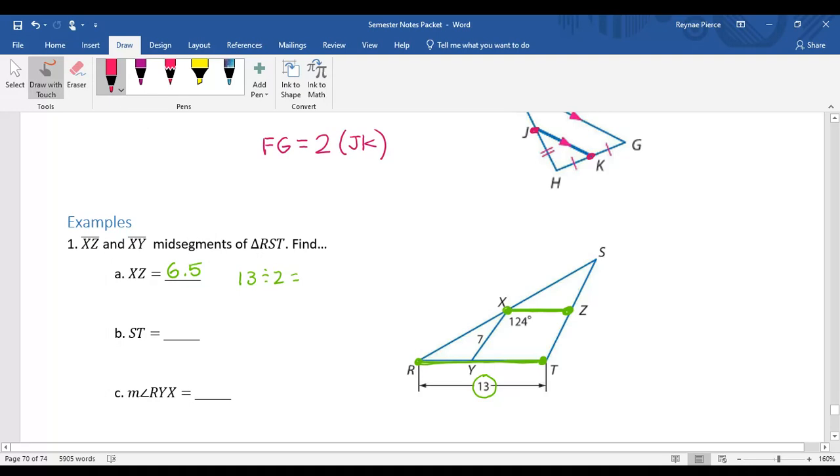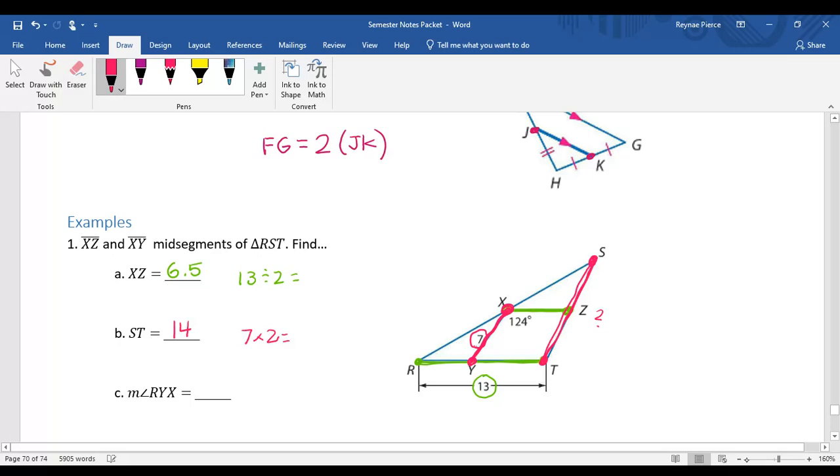Here, we know XY is a midsegment. So that side that it does not touch, not only is it parallel to it, but the midsegment is half of the third side. So 7 is half of what? 7 is half of 14. Okay, so ST is 14.